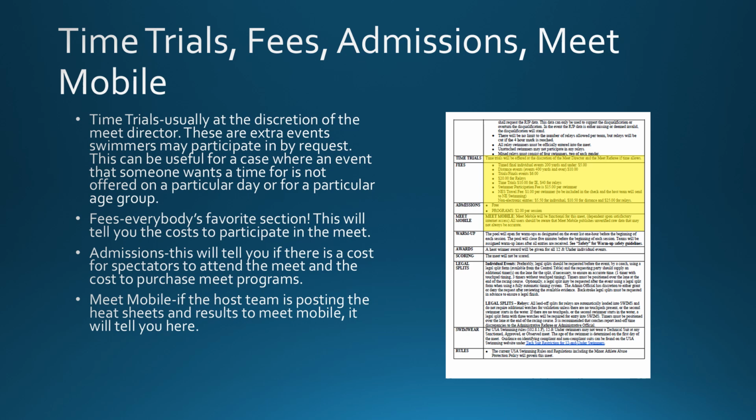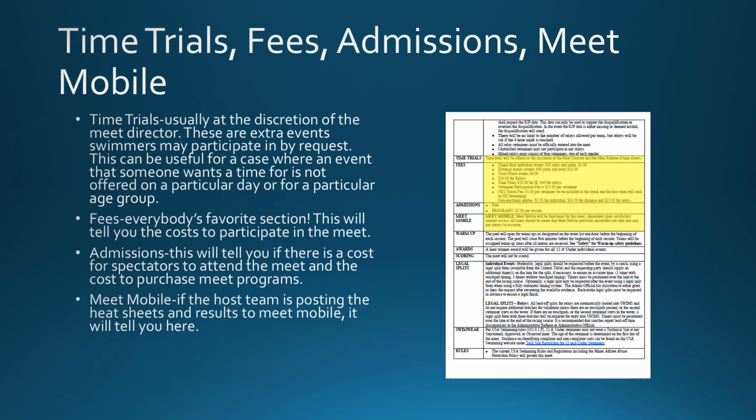Fees are everyone's favorite section. This tells you how much you have to pay. So typically you'll see cost for an individual event, cost for relay events, and athlete surcharge, and sometimes you'll see a facility surcharge. So typically you'll pay $5 per event. Sometimes distance events cost a little bit more. Relays usually cost a little bit more, but then they're split up between the swimmers, or you're just paying a set fee. It depends on how they set up the meet.